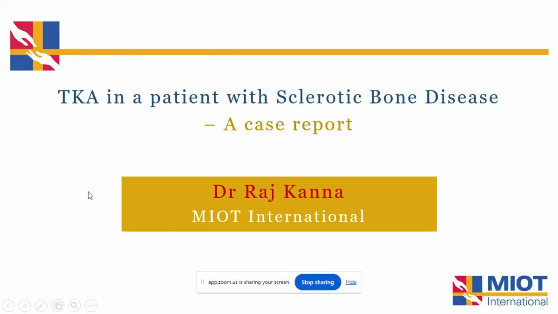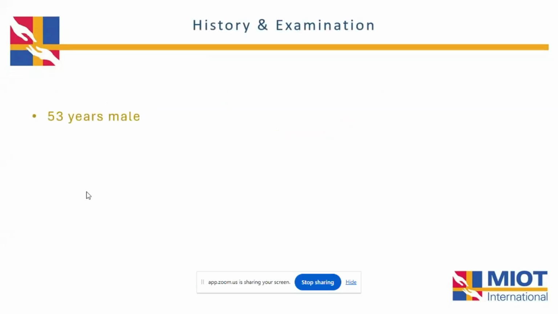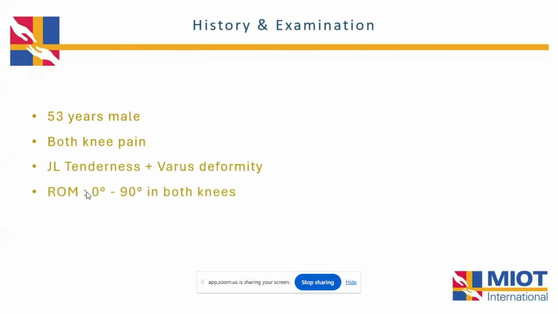This is a case of knee arthroplasty done in a patient with a sclerotic bone disease. It was a bilateral TKA. The patient was a 53-year-old male. He had pain in both knees, joint line tenderness, and varus deformity. Knee range of movement was limited. The patient also had a low hemoglobin.